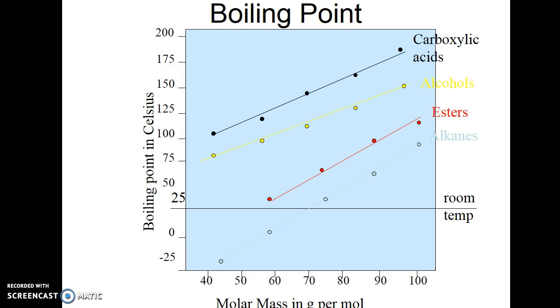This shows how carboxylic acids and alcohols, which can hydrogen bond, have high boiling points compared to the same molar mass esters. You see how close they are to the alkanes? They're above them because they do have a small dipole, but it's really not a huge increase in boiling point. You really are closer to the alkanes in boiling point for the same molar mass as compared to the alcohols or carboxylic acids.